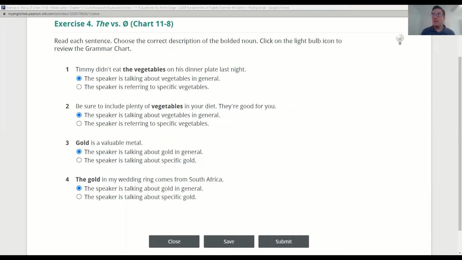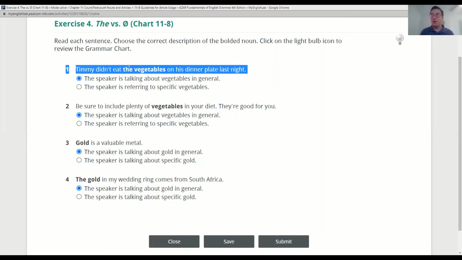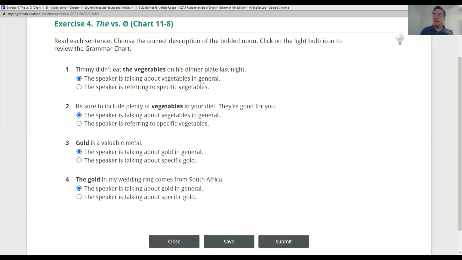Okay, they'll have the, or they won't have the. So what is happening in these sentences? What are they talking about? Number one, Timmy didn't eat the vegetables on his dinner plate last night. Is the speaker talking about vegetables in general, or is the speaker referring to specific vegetables?